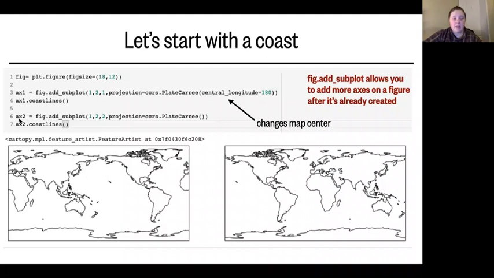Whereas if we do ax2 equals fig.add_subplot, 1 row, 2 columns. Remember, it's the same argument here. And then we're just going to the second subplot, so the second axis here. And we say projection equals ccrs.PlateCarree, but we don't have that central longitude, and see now it's centered at 0.